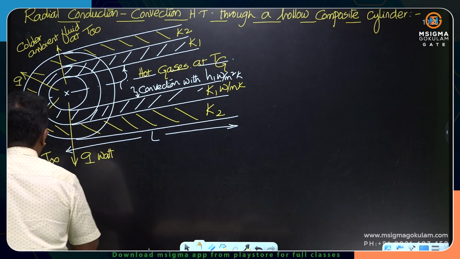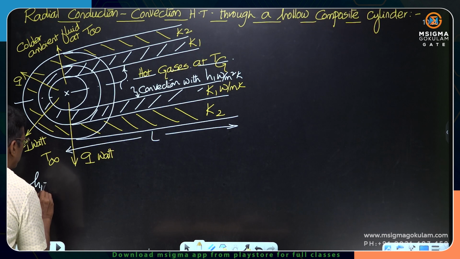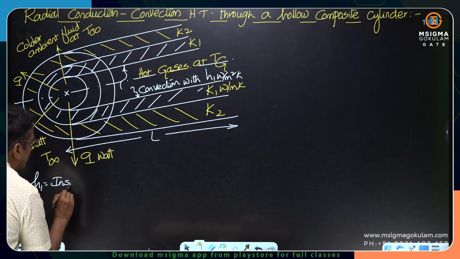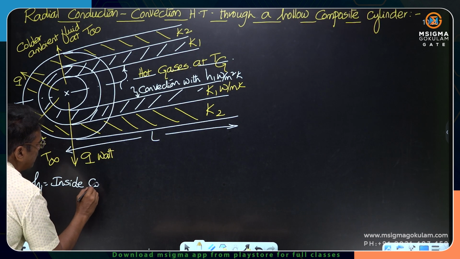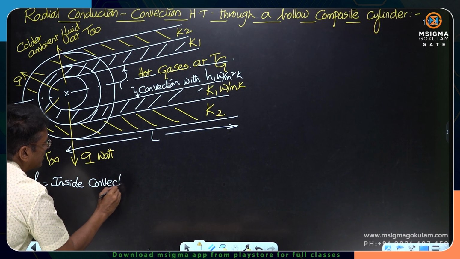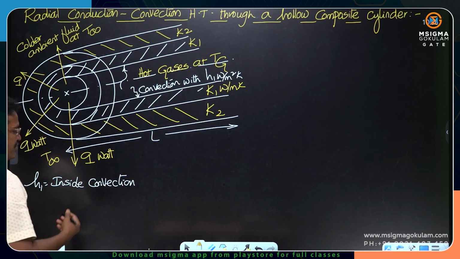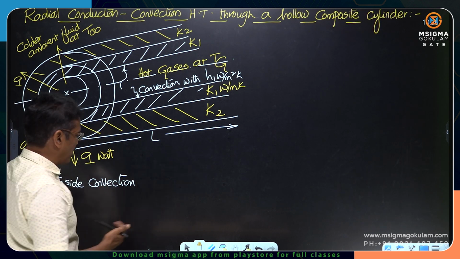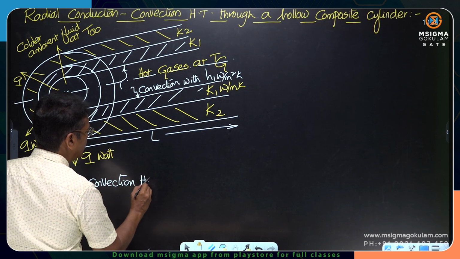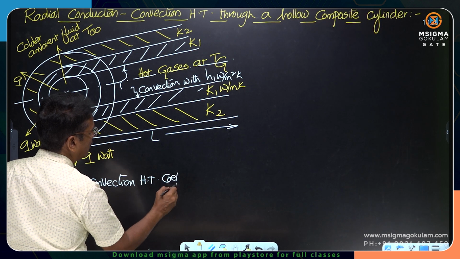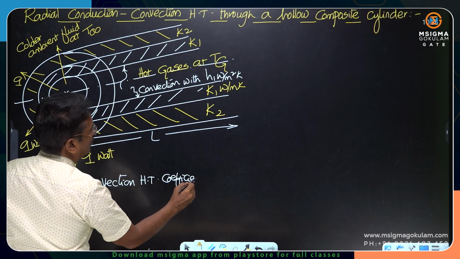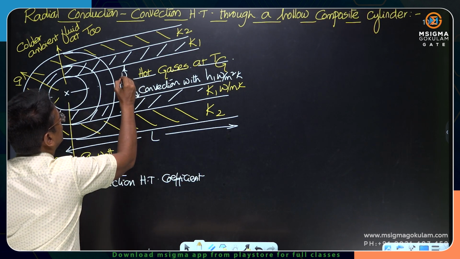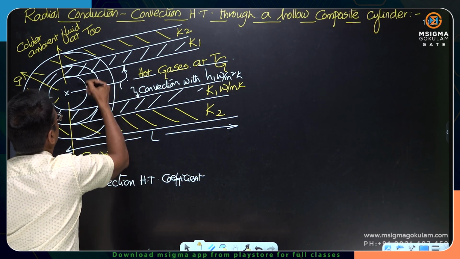I would like to write it here. h1 is the inside convection heat transfer coefficient. The other name is film heat transfer coefficient. h has got two names, convection heat transfer coefficient or film heat transfer coefficient. So the mode of heat transfer here is convection between the gases and the inside surface.